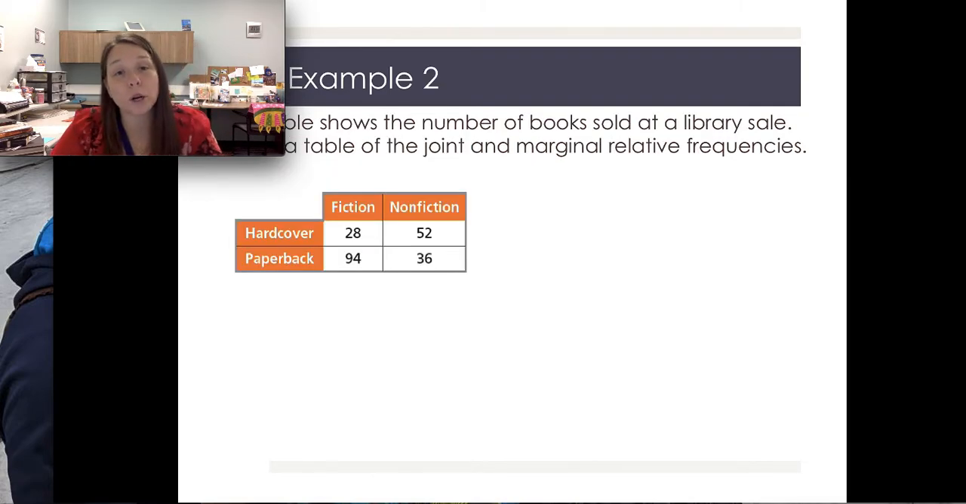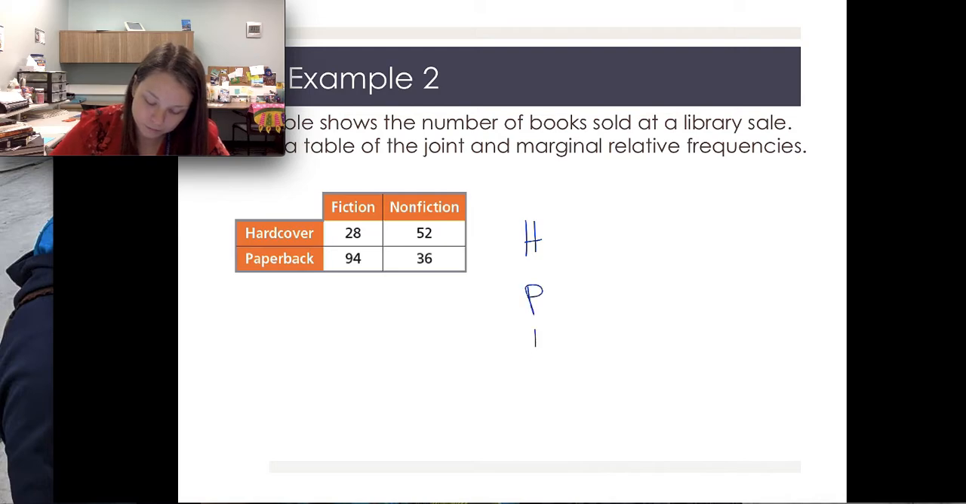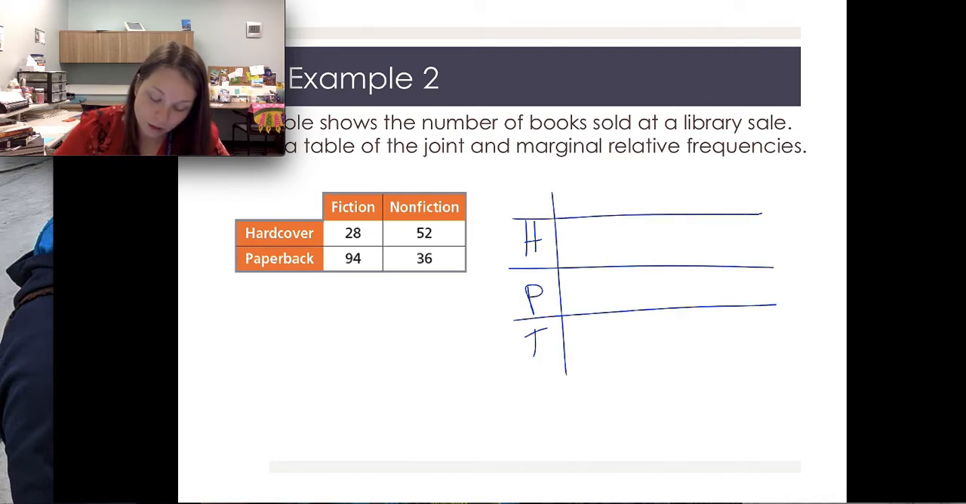All right, let's do one more. So try this one on your own first, and then press play to see the answer. All right, so we want to make a joint and marginal relative frequency table for the hardcover, paperback, and fiction and nonfiction books. And then we have fiction and nonfiction and total.